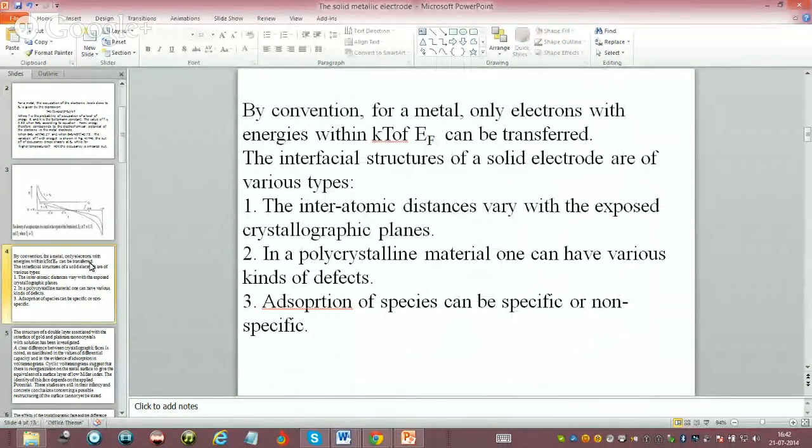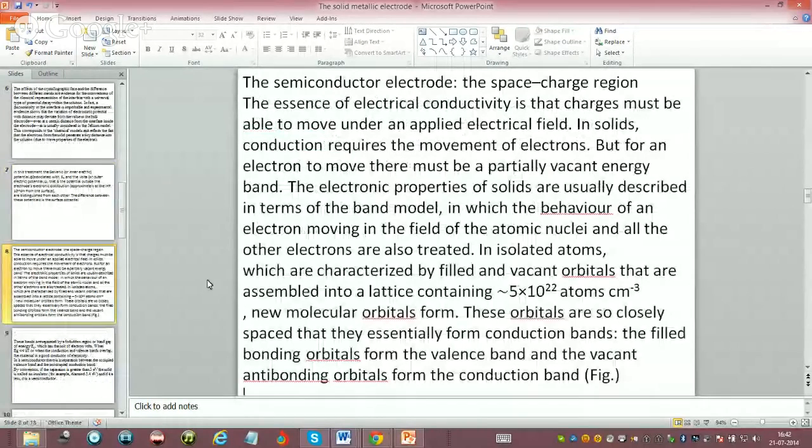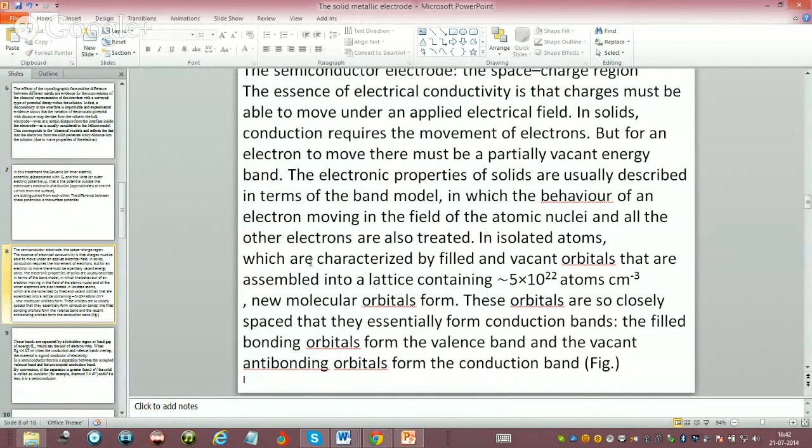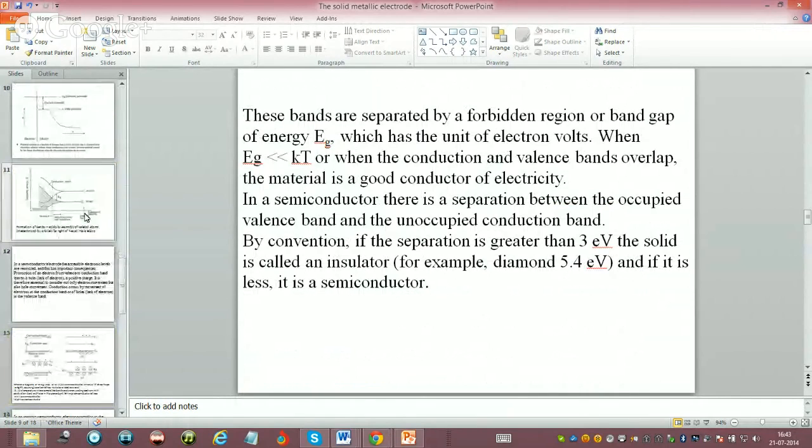So now, quickly looking at other aspects of this. Semiconductor electrodes also, I have put some numbers, but we will not worry at this point. Isolated atoms, which are characterized by filled and vacant orbitals, are assembled in a lattice containing 5 into 10 to the 22 atoms per cubic centimeter, and new molecular orbitals form. These are all very tricky situations we will see later on. So therefore, the bands are separated by a forbidden gap. I hope this is already known to you. I will take a picture and show it to you. This is what is happening.